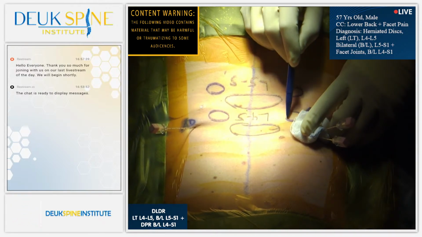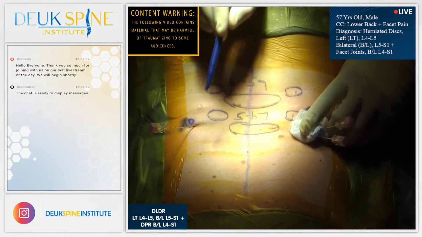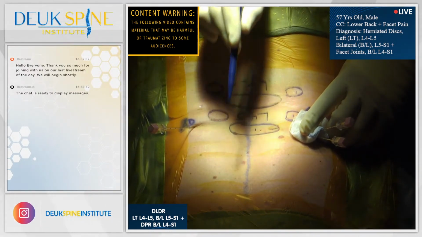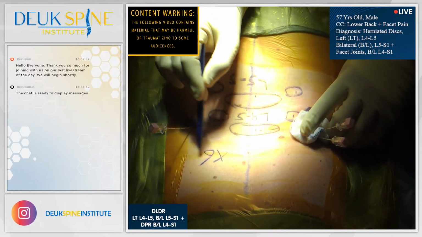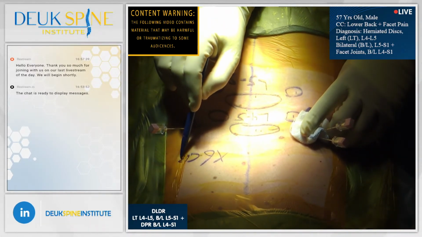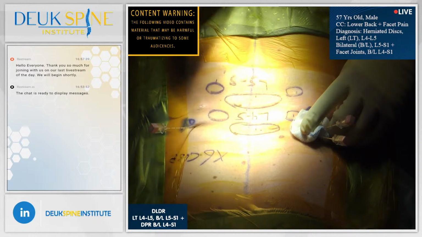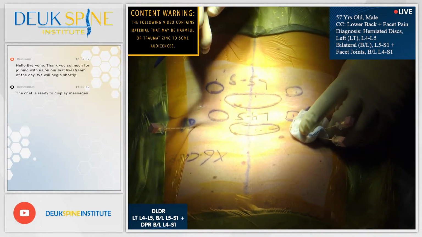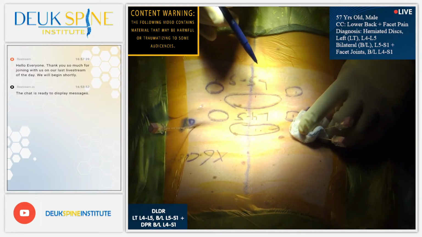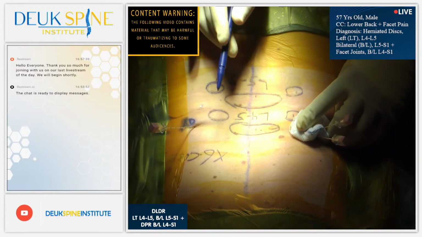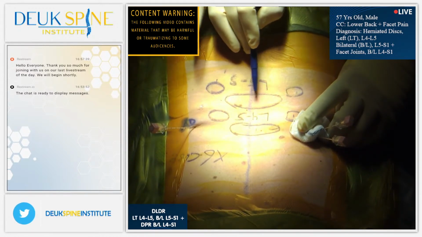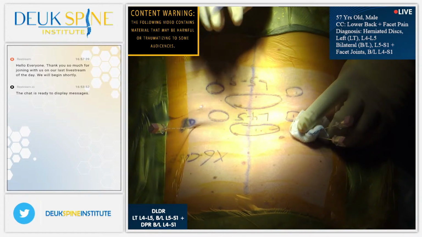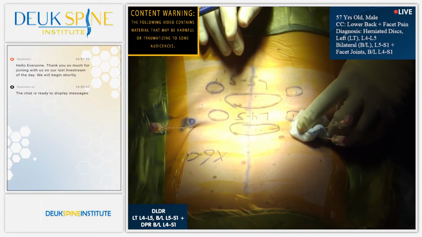So that's 1, 2, 3, 4, plus 2 discs, 5, 6. So he has 6 causes of chronic lower back pain. I've seen patients with 15 causes, everywhere from 1 to 15. I haven't seen anybody with more than 15. That said, we believe his pain is coming from 2 discs and 4 facets. We're going to fix all of these 6 areas today.